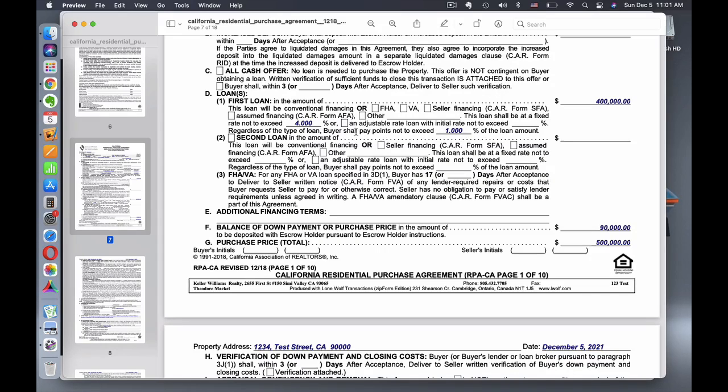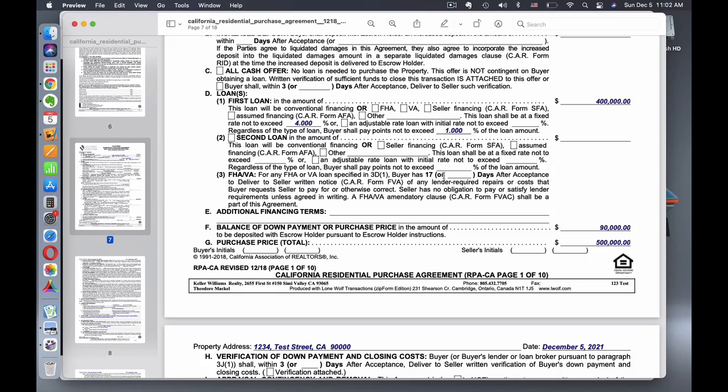This buyer shall pay points not to exceed what the lender is going to charge. They can't charge you more than a 1% fee to do the loan. Then there's going to be no secondary financing. Again, we don't see seconds being done too often anymore. And we're not doing FHA or VA on these unless there was a reason to.